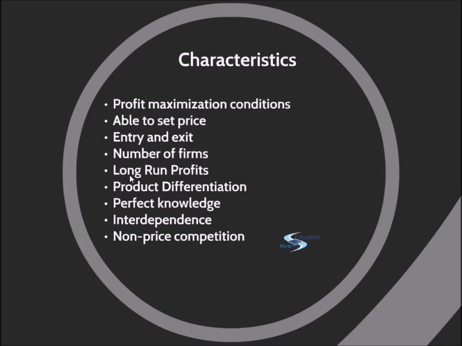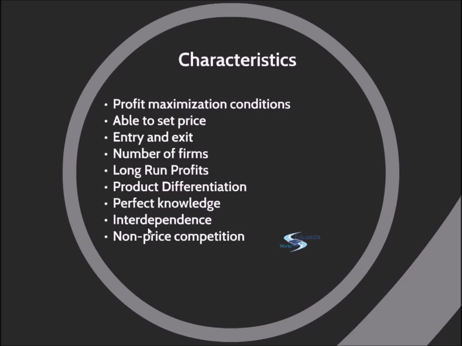Then in oligopoly, as compared to monopolistic competition and perfect competition, they are able to earn long run profits. The products which they sell can be differentiated as well as similar to each other. Then there is perfect knowledge amongst the sellers, especially about what other sellers are doing, because there are few sellers and they know whatever moves are being taken by other sellers in the market.